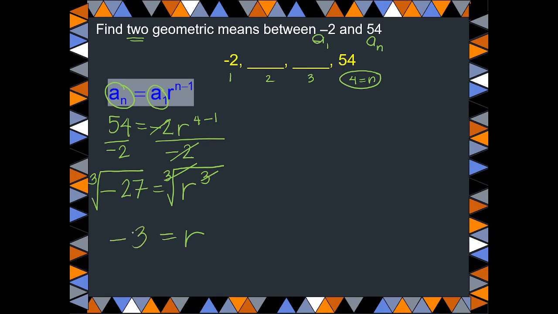-3. So, we will be multiplying this by -3. How much do we get? 6. Times -3 again. -18. Let's verify. Multiply this by -3. Is it 54? Yes, it is.